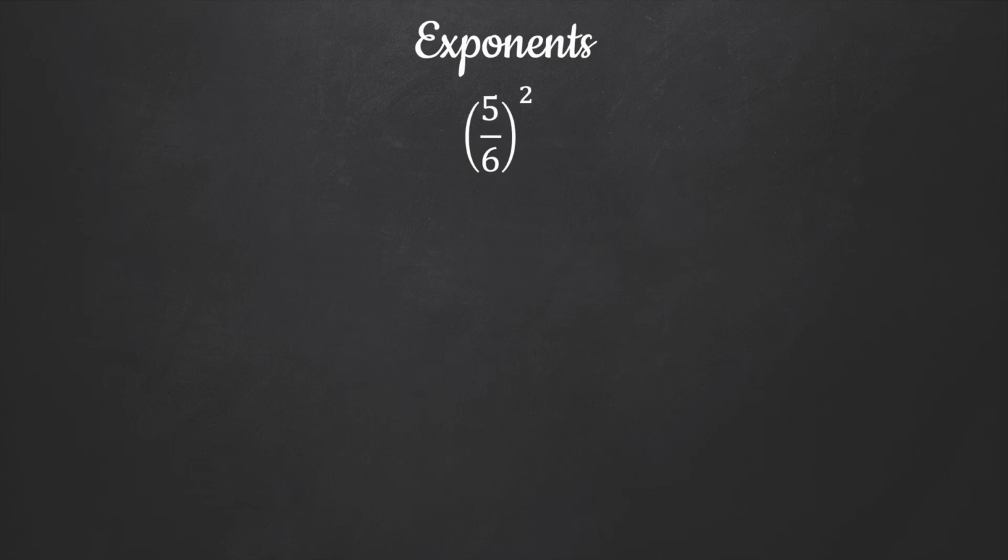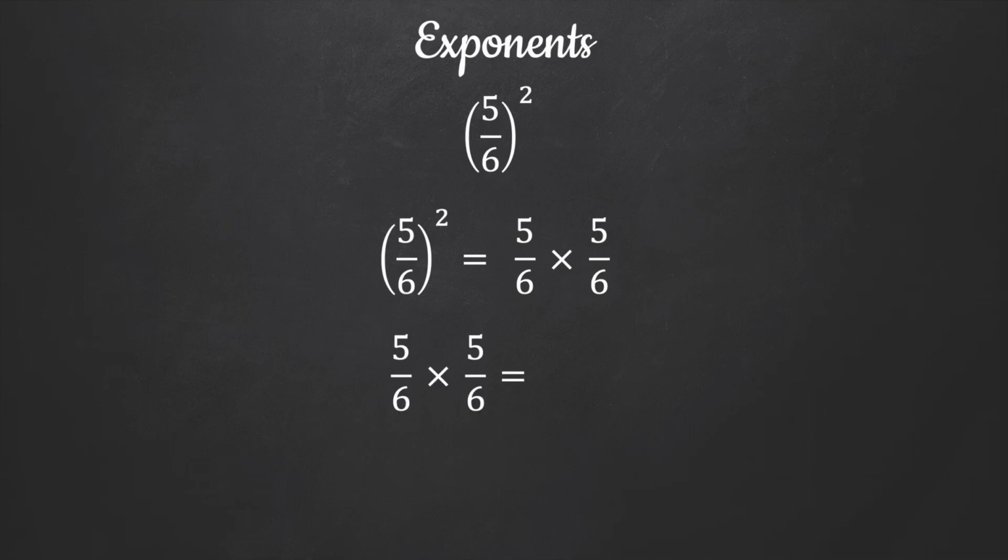Here we have another example, which is 5 over 6 to the power of 2, or we could read this as 5 over 6 squared. The first thing we want to do is write this as a repeated multiplication. So 5 over 6 squared is equal to 5 over 6 times 5 over 6. Next, we're going to go ahead and multiply.